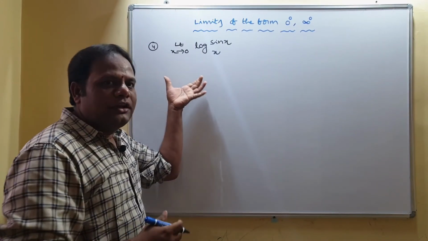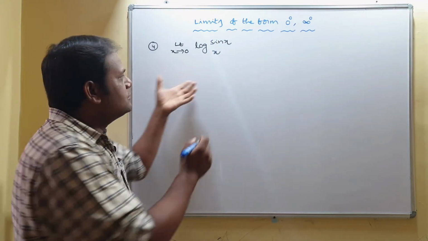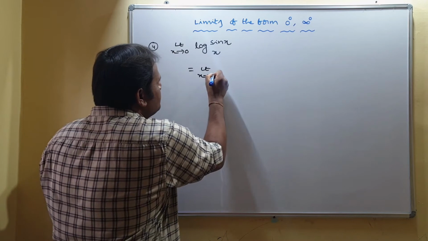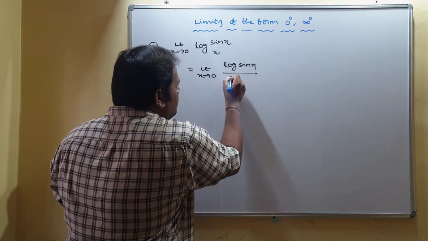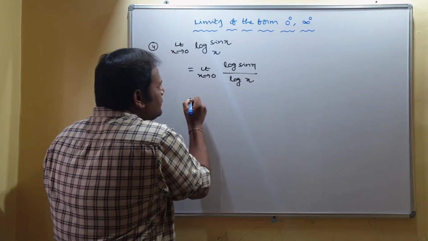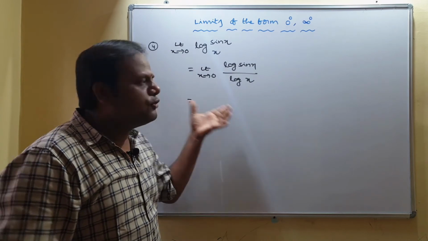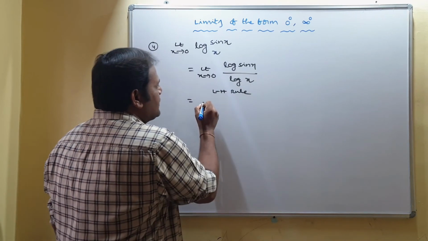Moving to next, limit x tends to 0, log sin x base x. So here you can write it as limit x tends to 0, log sin x by log x. Now it takes the form infinity by infinity. So we can apply L'Hospital rule.